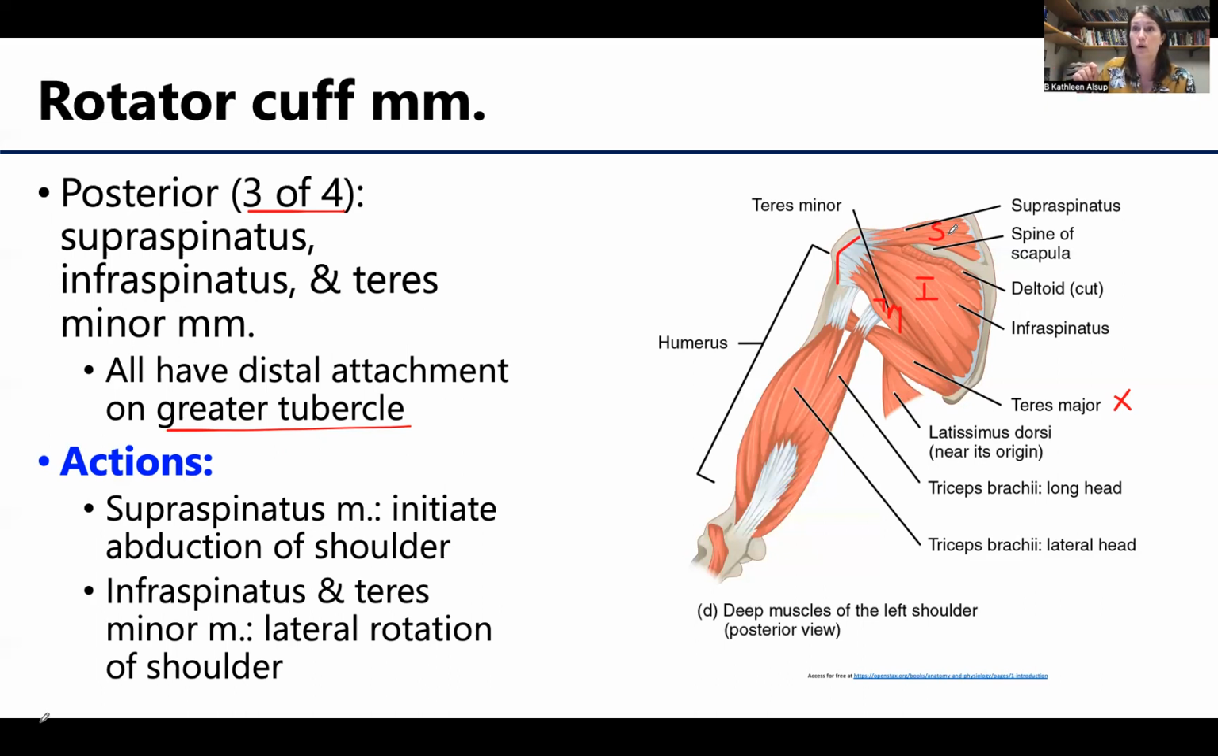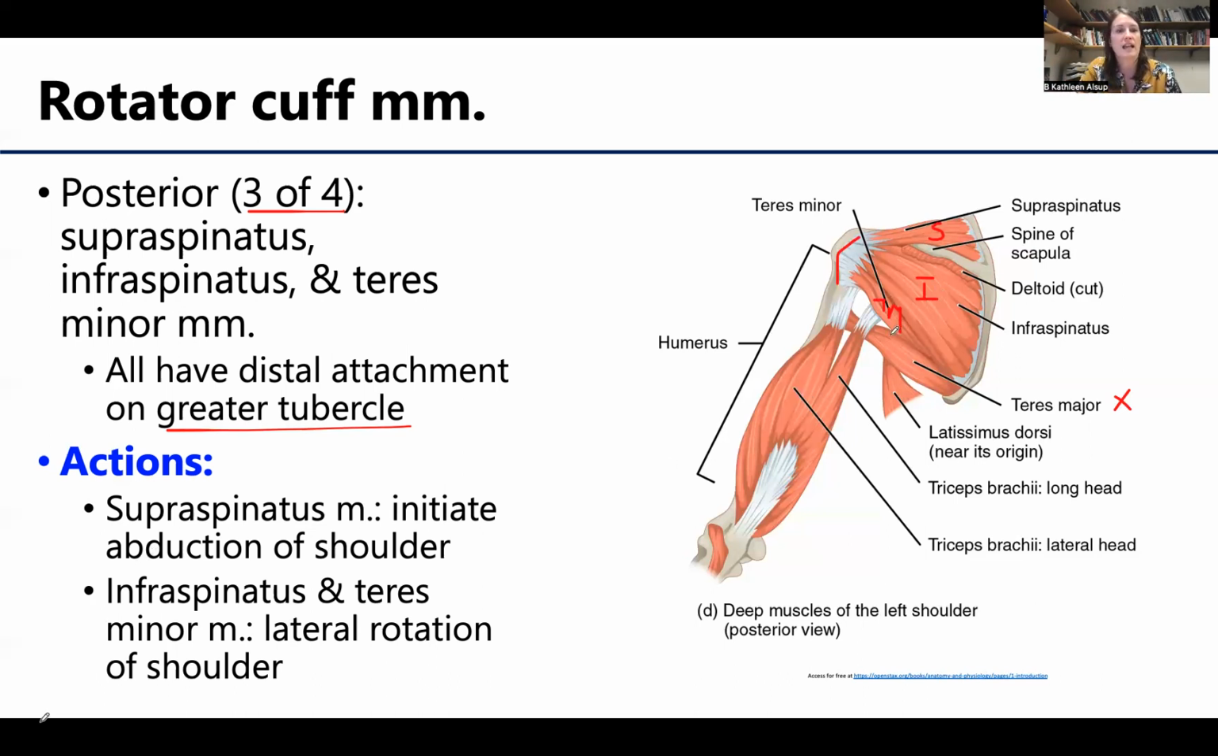supraspinatus needs to play a role, because just based on how the deltoid is positioned, it can't really initiate that action very well. Sometimes gravity can allow that to happen if something happened to the supraspinatus, but it's really supraspinatus that is playing that role in initiating those first few degrees of abduction, and then deltoid takes over from there.